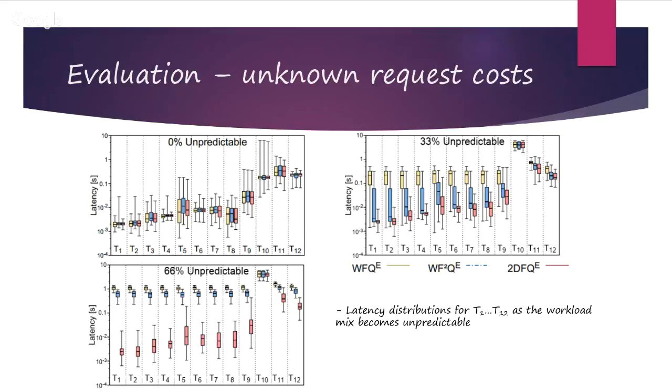While under two-dimensional fair queuing, these tenants are significantly less impacted by the unpredictable tenants, but tenants such as T10 do not experience significant latency improvements because it's an example of the expensive and unpredictable tenants that must be isolated from others.